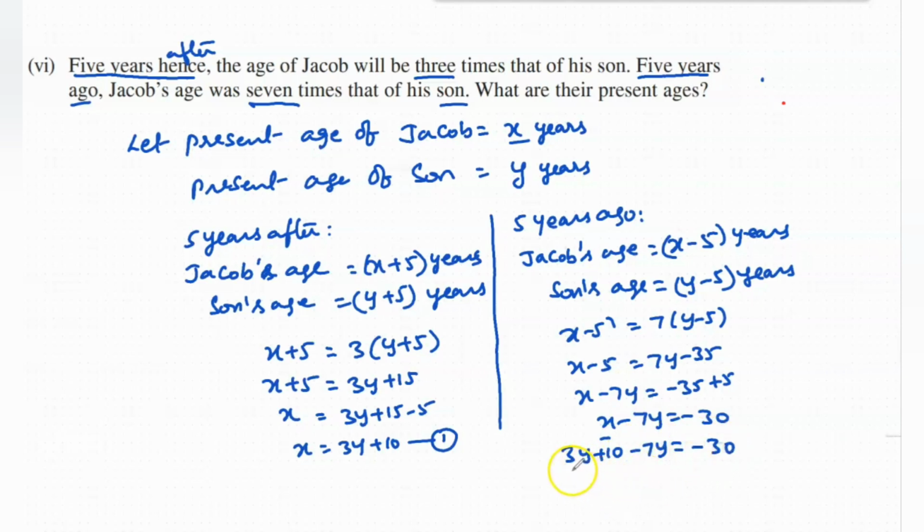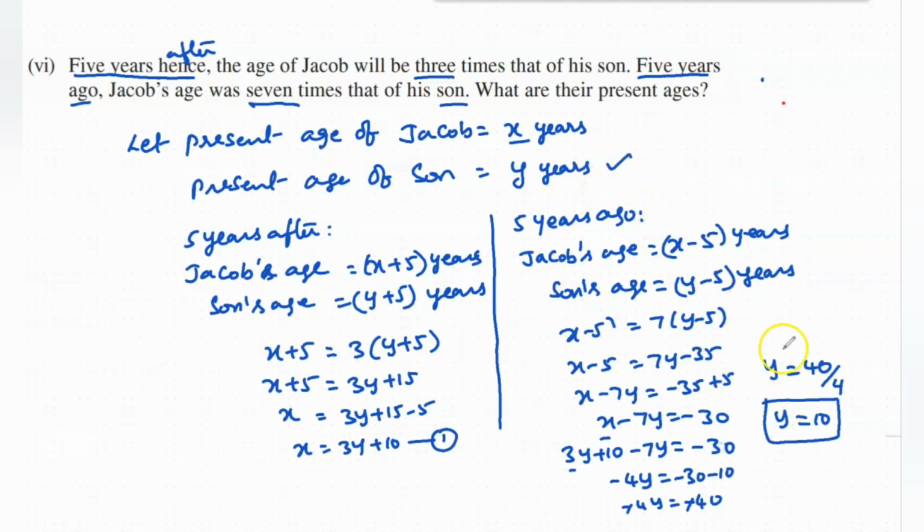From where 3y and minus 7y gives you minus 4y. Minus 4y is equal to, sending plus 10 to the other side, minus 30 minus 10, which is equal to minus 40, where the minus signs cancel. So we get y is equal to 40 by 4, which is equal to 10. So y is equal to 10. What does y is equal to 10 mean? y is the present age of the son. So the present age of son is equal to 10 years.